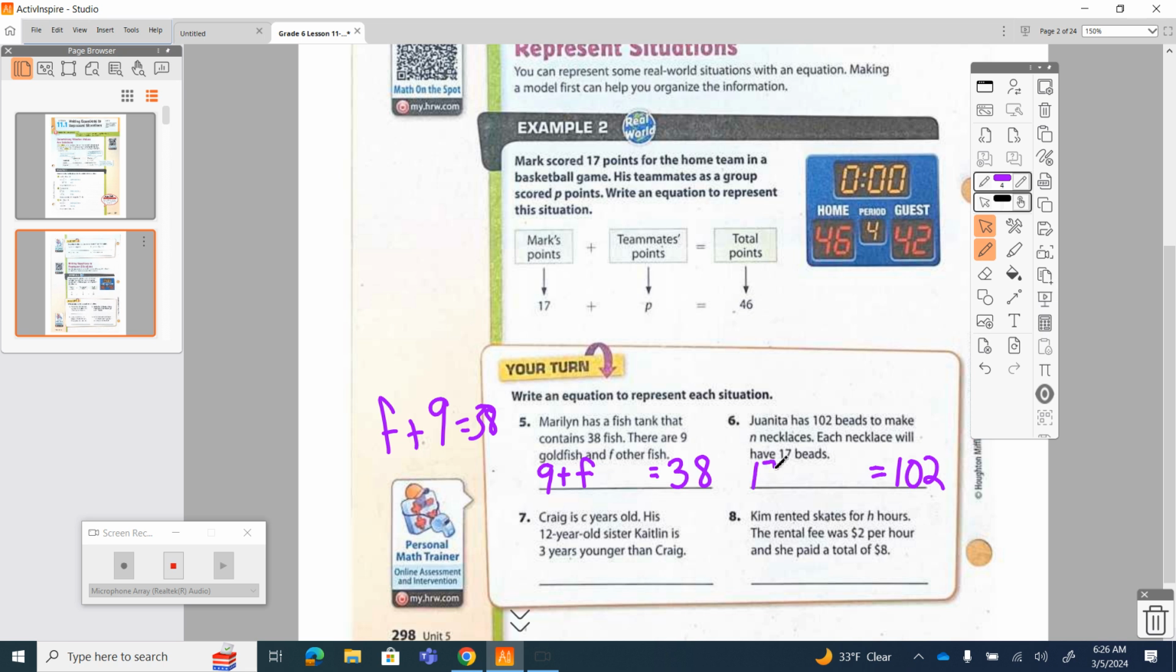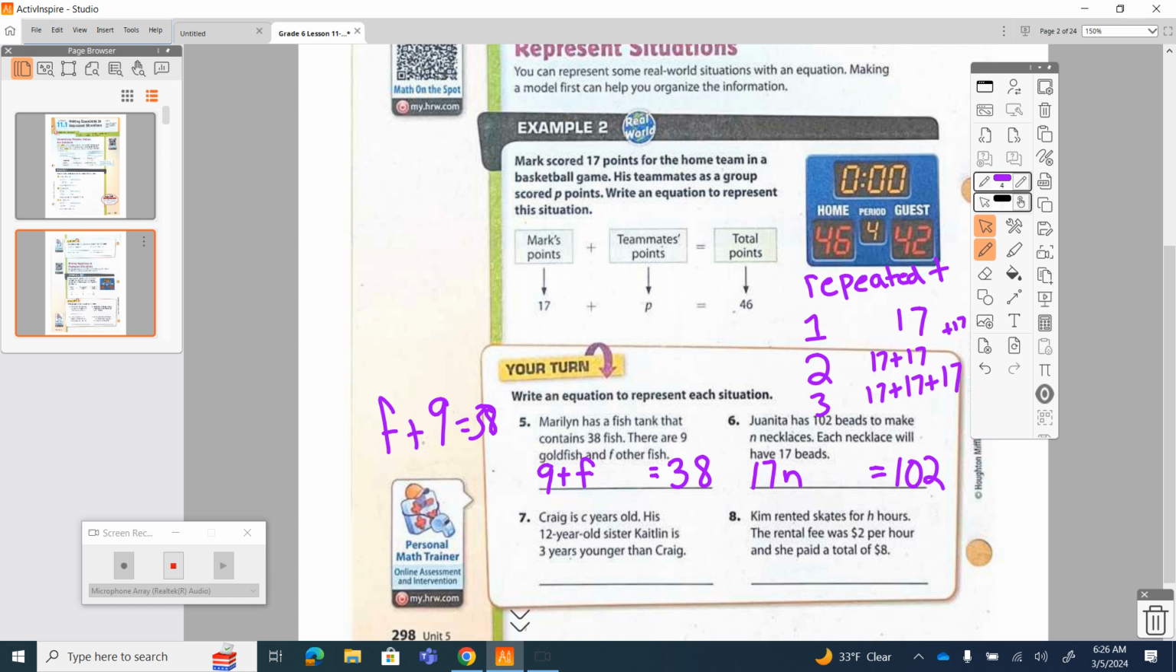So that makes sense. The reason I know some multiplication, I could even think about it, is one necklace would have 17 beads. Two necklaces would have, I would add another 17, so 17 plus 17. Three necklaces would have 17 plus 17 plus 17. When you see that repeated addition, repeated addition is multiplication. So that's how I would do that one.